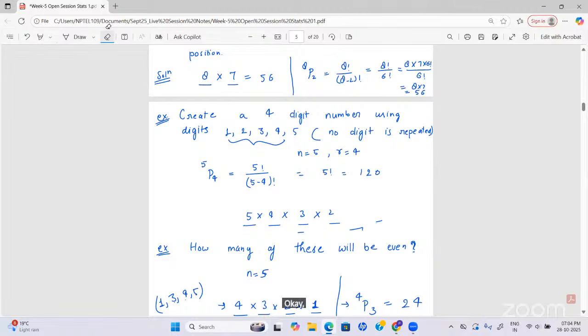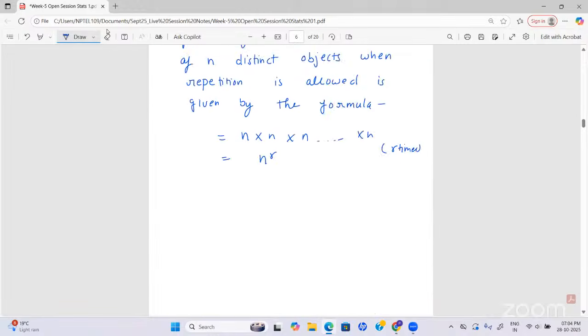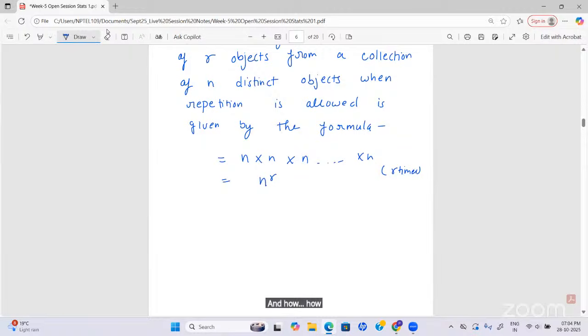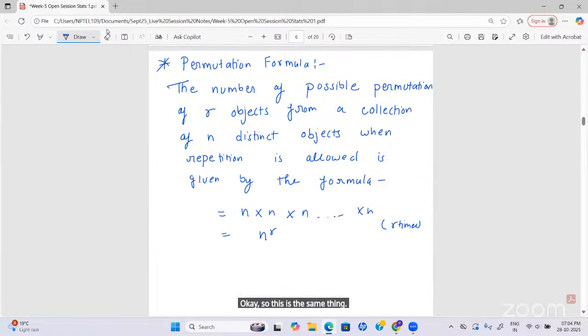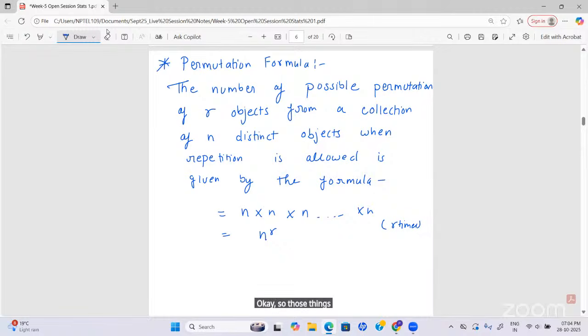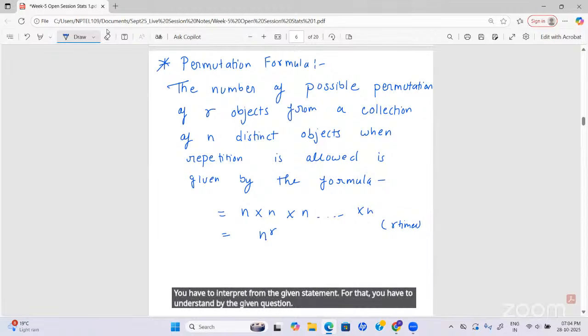Okay, ma'am. So this is the same thing. And how can we differentiate which formula we have to use? You have to use this formula when repetition is allowed. It can be directly mentioned in the question, or you have to interpret it from the given statement. You have to understand that from the given question.